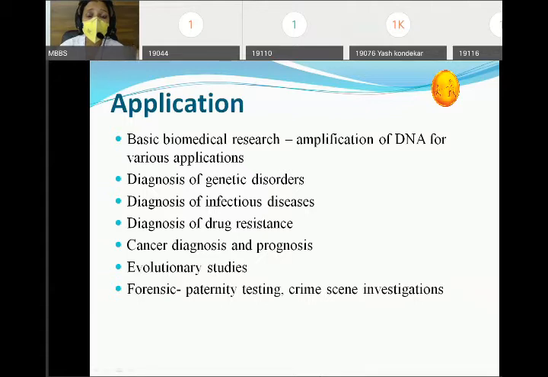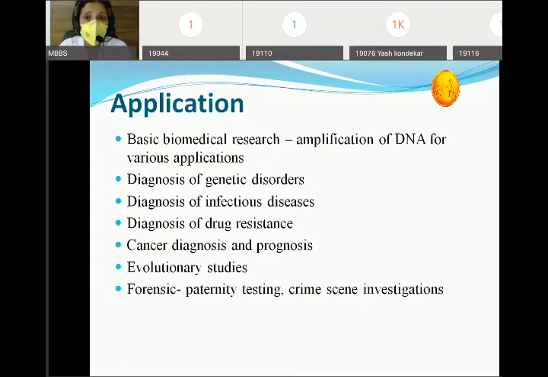There are lots of uses of this PCR, but we will discuss only a few of them. Number one is basic biomedical research. So this DNA amplification is required for basic biomedical research. Whatever biomedical studies are going on, like studying of various viruses, various DNAs, various bacteria, all this biomedical research requires this PCR technique.